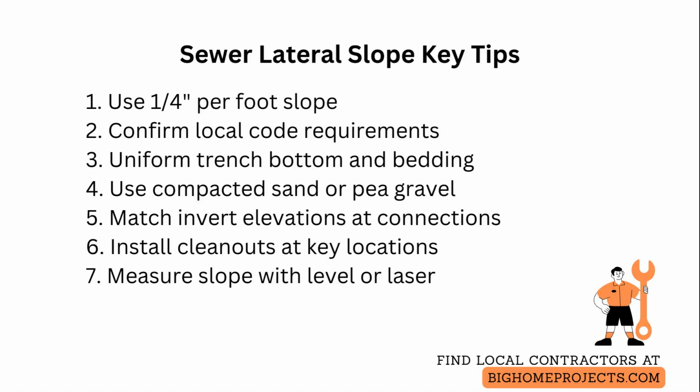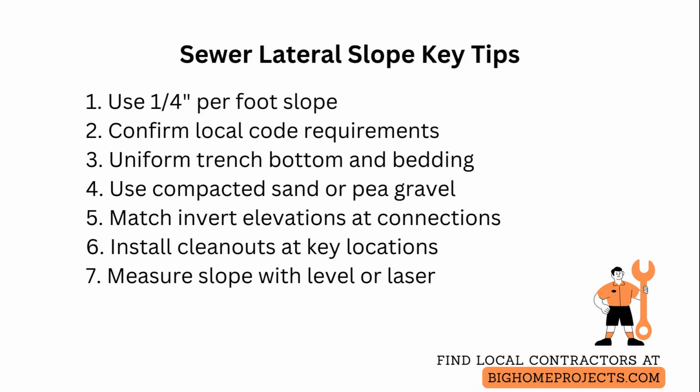Install existing service connections and saddles so the invert elevations match the designed slope, rather than cutting or filling the pipe to force a connection, which produces turbulence. Place cleanouts at the property line and at changes in direction or slope greater than 20 degrees, so you can clear blockages without excavating the lateral.